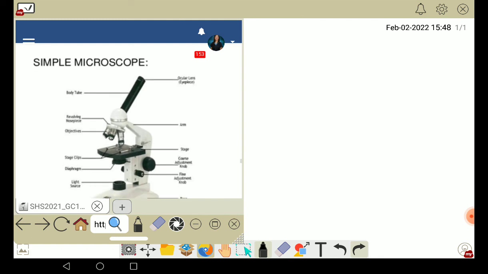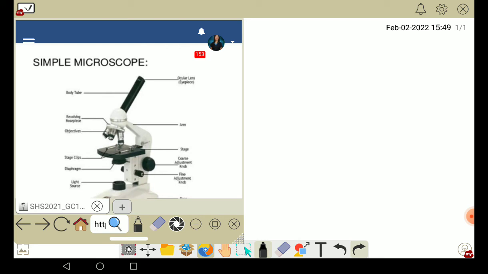Okay, this is the simple microscope and its parts. This part is what you call the ocular lens, or the eyepiece. This is where you put your eye so that you can see whatever is happening in your sample or specimen. Next, we have the body tube. The body tube is the black part which connects the eyepiece and the revolving nosepiece.